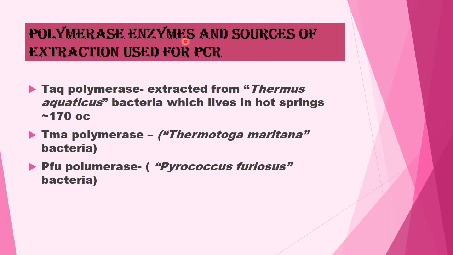Next, polymerase enzymes and sources of extraction used for PCR. The Taq polymerase enzyme is the one mostly used in PCR, which is extracted from Thermus aquaticus bacteria, which lives in hot springs and can withstand temperatures of about 170 degrees centigrade. TMA polymerase is extracted from Thermotoga maritima bacteria. Pfu polymerase enzyme is extracted from Pyrococcus furiosus bacteria. So these are the different polymerases that can be used for the PCR technique.